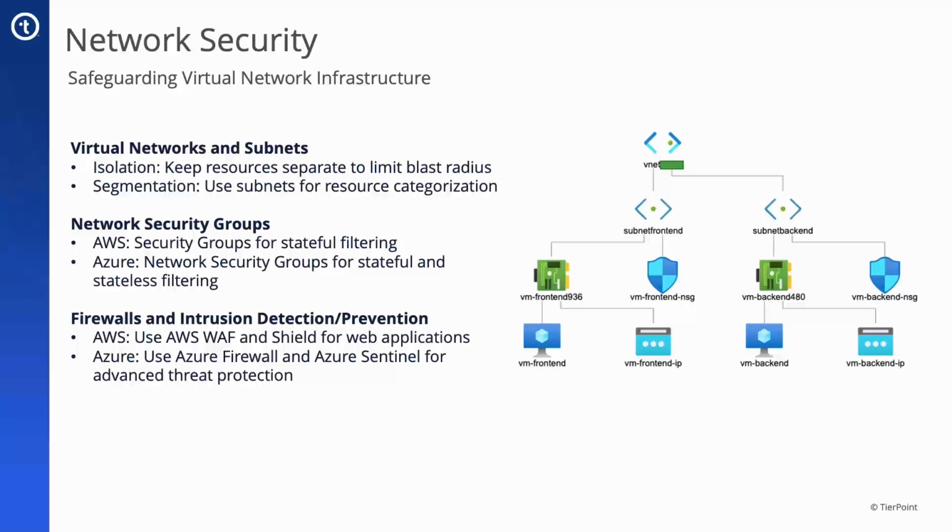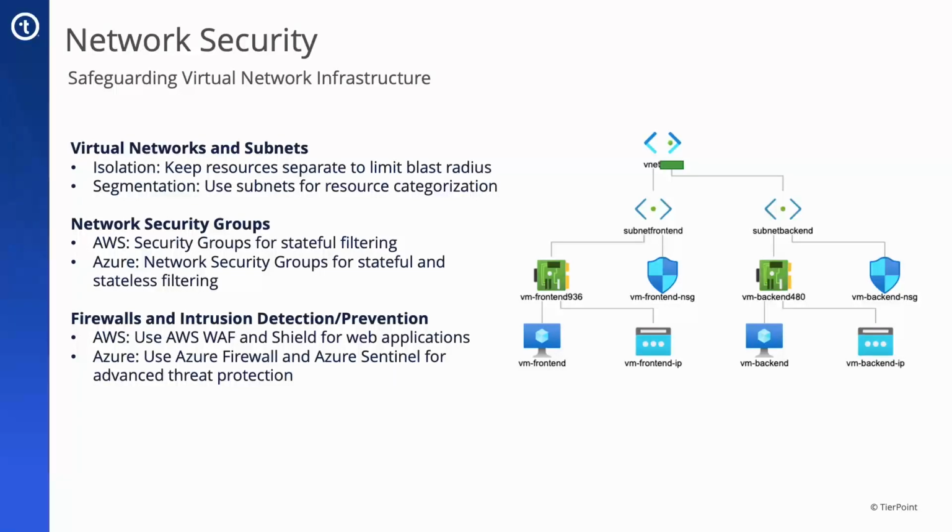AWS WAF and AWS Shield are both services that protect applications running in AWS. WAF, which is Web Application Firewall, protects those web apps from various attacks by filtering and monitoring HTTP and HTTPS traffic. And they're customizable because they allow you to create custom rules to block, allow, or monitor web requests based on various conditions like IP addresses, HTTP headers, and so on. And they also integrate with other AWS services.